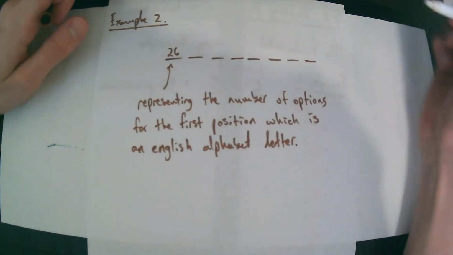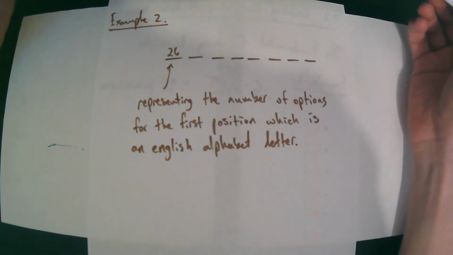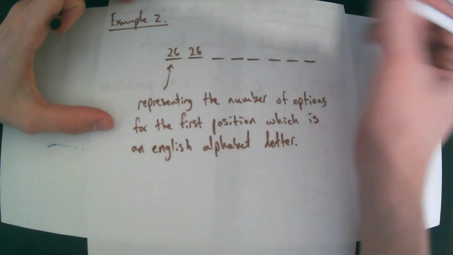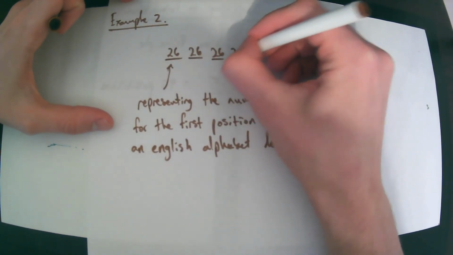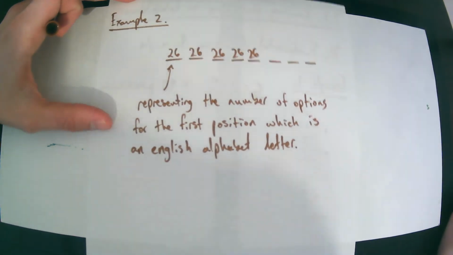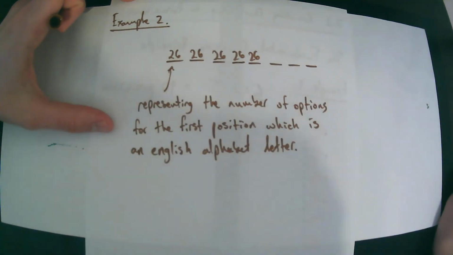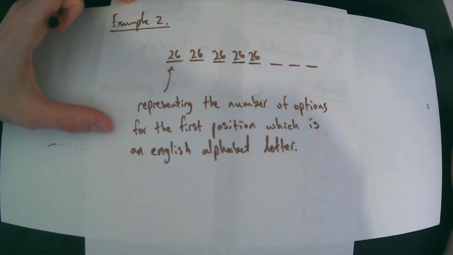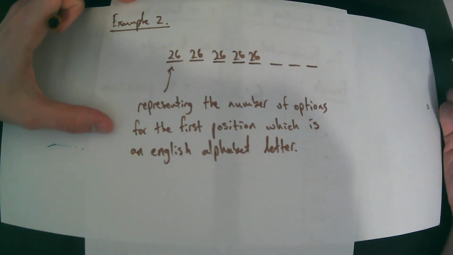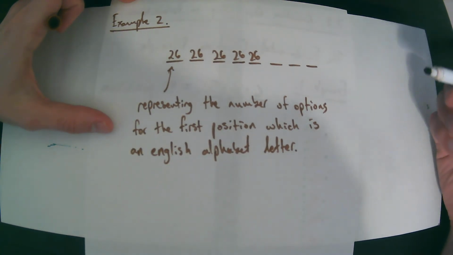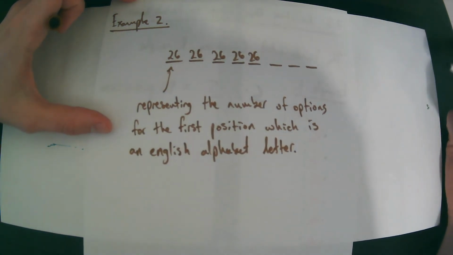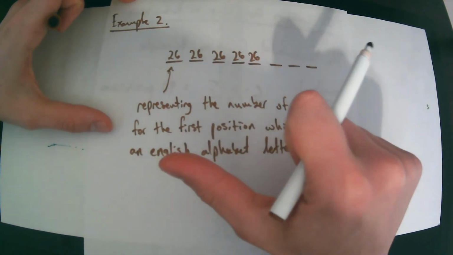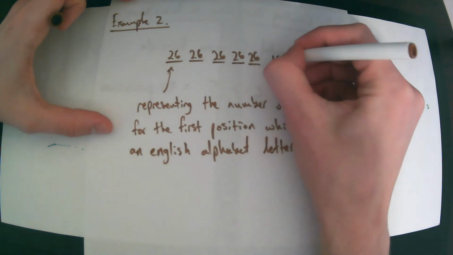Now how about for the second position? How many letters do I have to choose from? Still 26, because they can be the same. In fact, the first 5 would all be 26. So that's 5 letters. And then what about numbers? How many digits are there to choose from, assuming we're using the base 10 system and not hexadecimal or something weird like that? Well, there's 0 and then 1 through 9. So there are 10 possibilities.